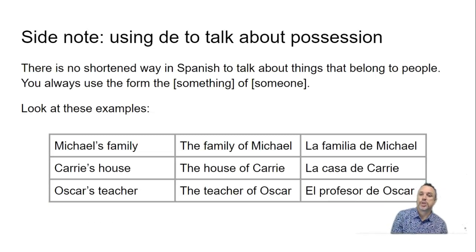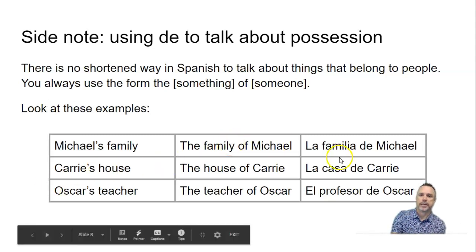There's no short way. In fact, the only contractions in all of Spanish are al and del. We'll learn those later. Okay, so that's just something, it's not hard to understand. I just wanted to point it out to make it really explicit and obvious, that particular point. La familia de Michael, la casa de Carrie, y el profesor de Oscar.